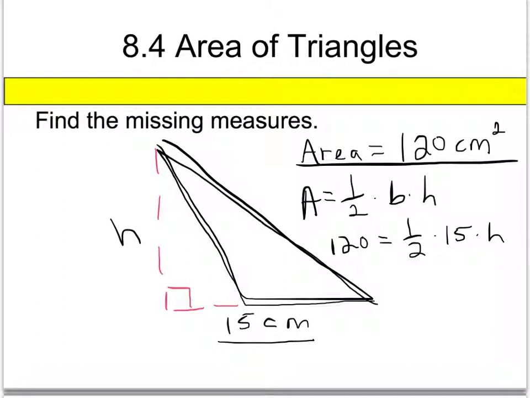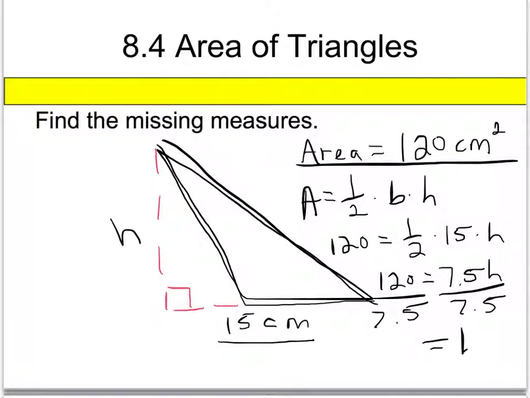All right, so the very first thing that you're going to do, I always like to multiply this straight across. 120 is equal to 7.5h. When you divide by 7.5 on each side, you are going to get h is equal to, what is it going to be? Absolutely, that is going to be 16 centimeters. Remember, we're finding our height, not our area, our height. So our unit is going to stay as a singular unit. Nice job.